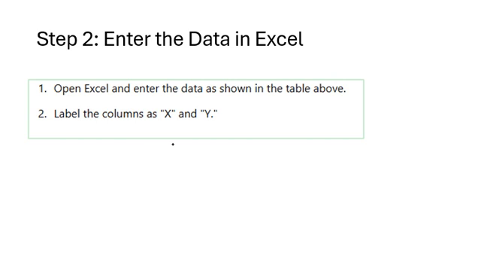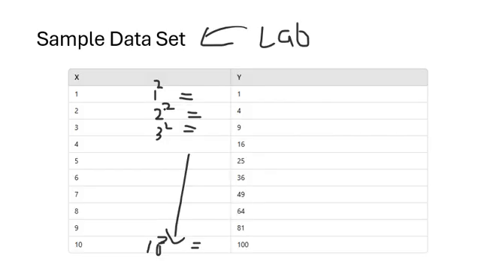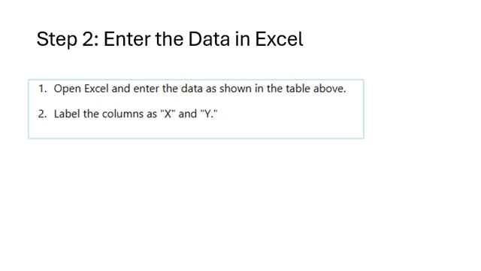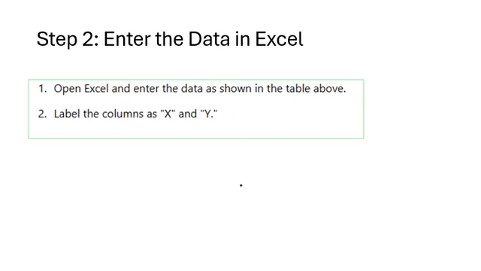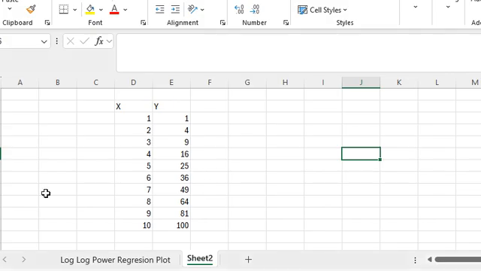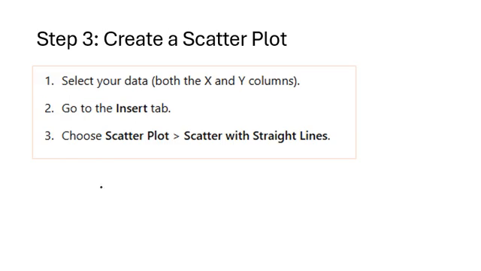First we created the data, which is this data, and we put it into Excel, and we got these two columns here. The second step is to enter the data in Excel, which I've already shown you. Then the third step, we're going to create a scatter plot. We're going to select the data, both x and y, and then insert a scatter plot, and we will choose scatter with straight lines.